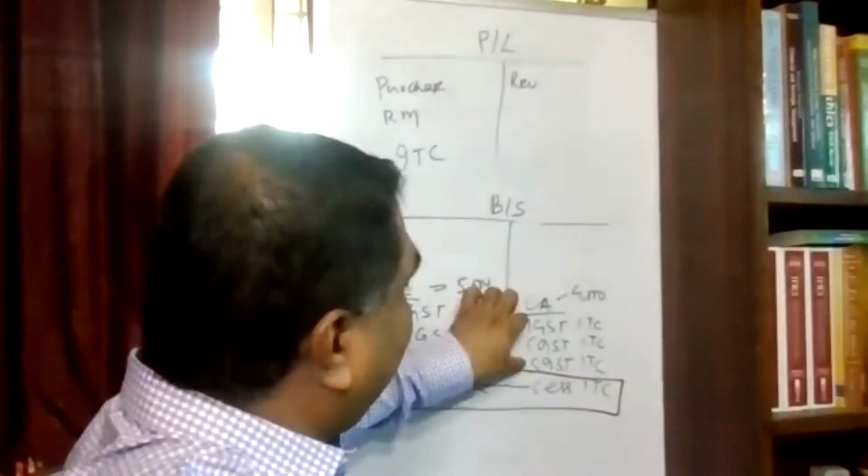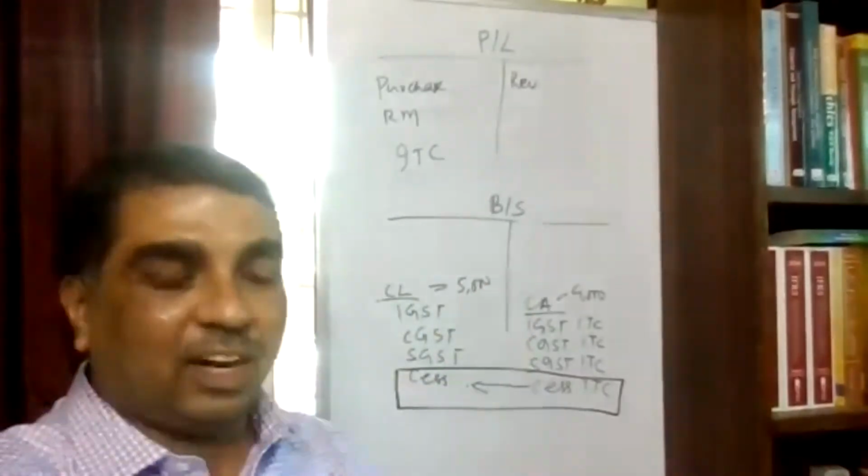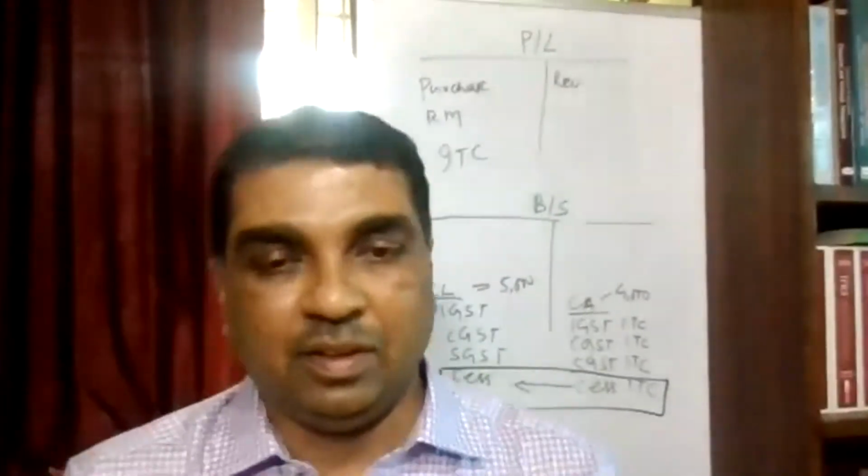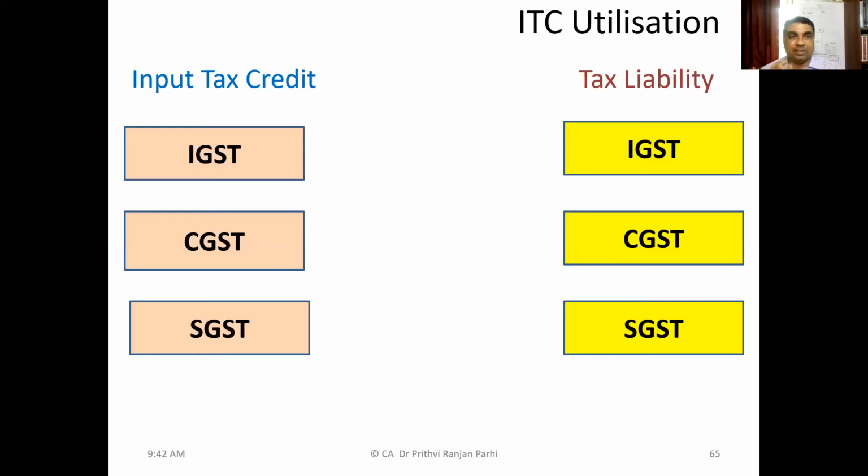Now we have three other kinds of assets and three other kinds of liabilities. How to deal with that? I will be telling you. Now you can see, ITC means these are your assets. First, watch carefully. If there is an IGST credit, it can be utilized for settling IGST liability first.